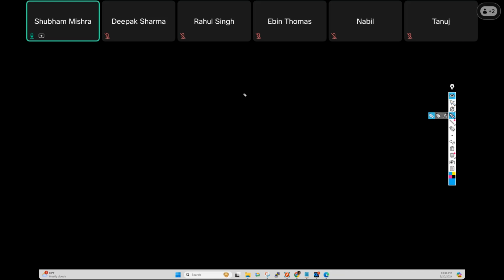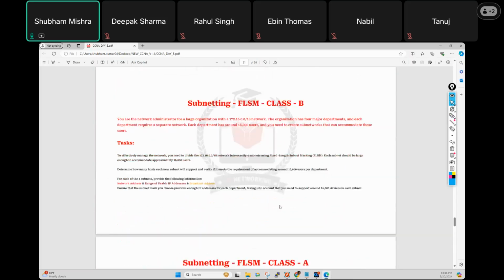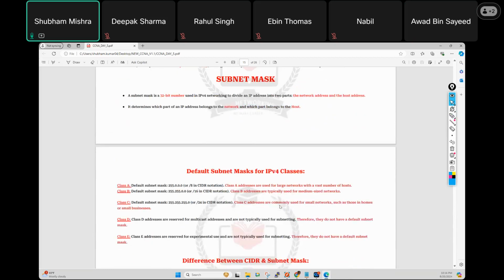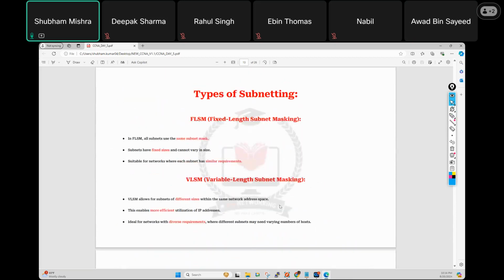So basically in the previous class, I think I already explained to you about FLSM and VLSM, right? Everyone? Yes, sir. There are two types of subnetting: fixed-length and variable-length subnet masking. The first one is FLSM and the second one is VLSM.